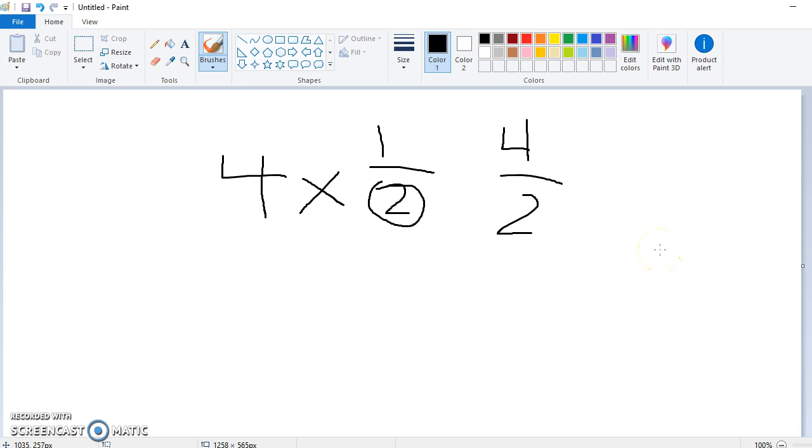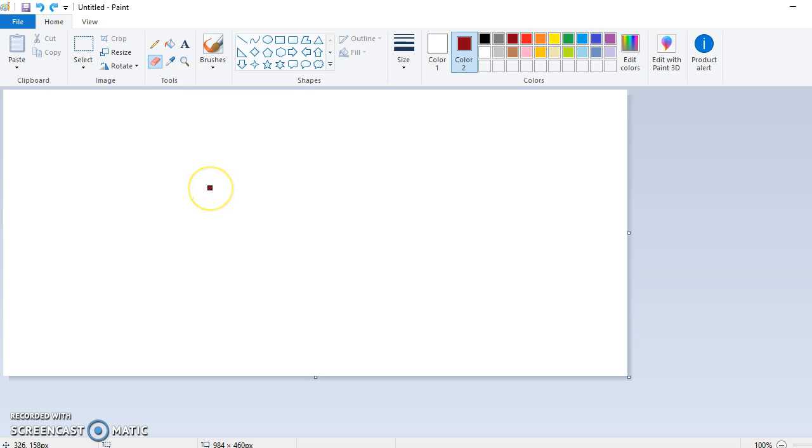But I can't leave it this way, can I? Because 4 is more than 2. So just like we learned before, 2 goes into 4 twice. So we would leave that as 2.